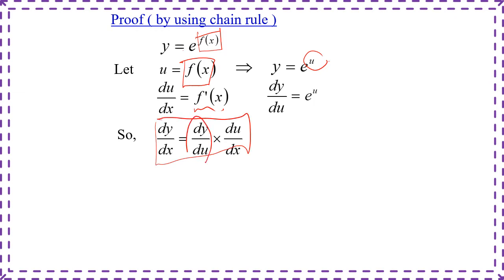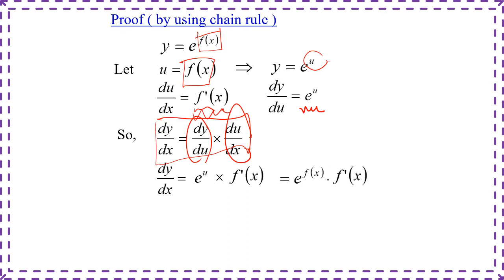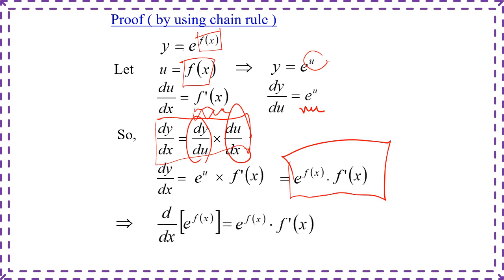So what is dy/du? dy/du is equal to e to the power of u, and du/dx is f prime x. So e to the power of u multiplied by f prime x, where e to the power of u is actually e to the power of f(x). So the answer will be dy/dx equal to e to the power of f(x) multiplied by f prime x. That's why the derivative of e to the power of a function f(x) is equal to e to the power of f(x) itself, multiplied with the derivative of the power, which is f prime x.